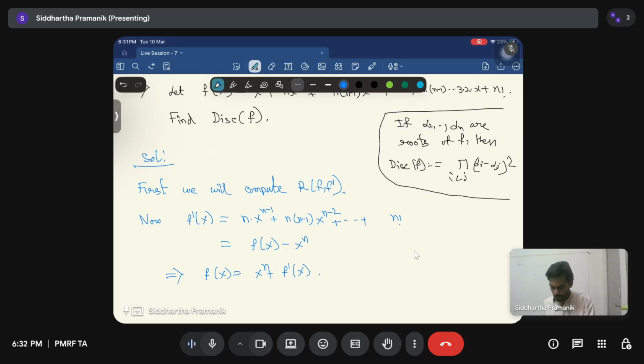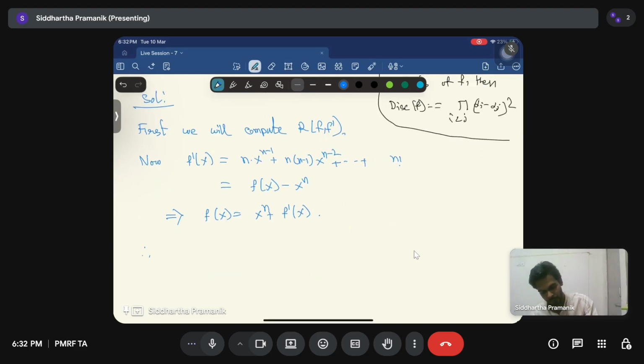Now let's use this to find the resultant. So what is the resultant of f and f dash? It is basically the product of f dash evaluated at alpha i, for i from 1 to n, where alpha 1 up to alpha n are the roots of f.